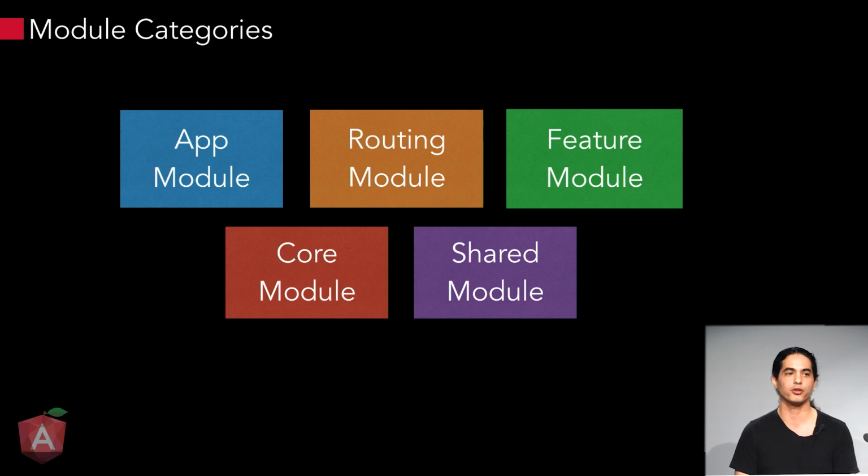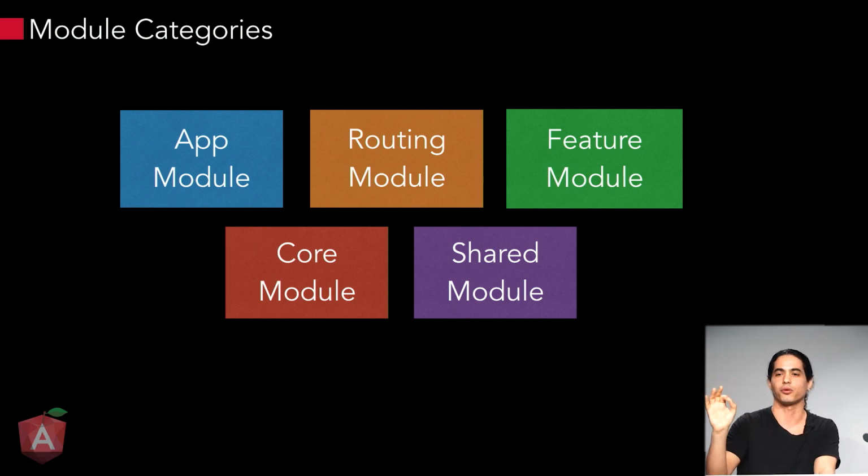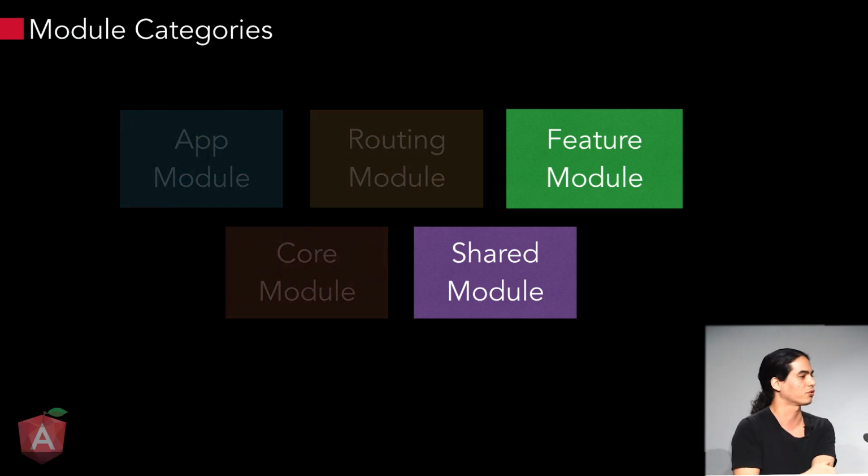And when we talk about modules, we're talking about different kinds of modules. Now, the API is the same. It's always an Angular module. But we give them separate roles. Try to think of your app as a collection of dedicated modules. Each module has one responsibility. All right? The most important modules are the feature module and the shared module.